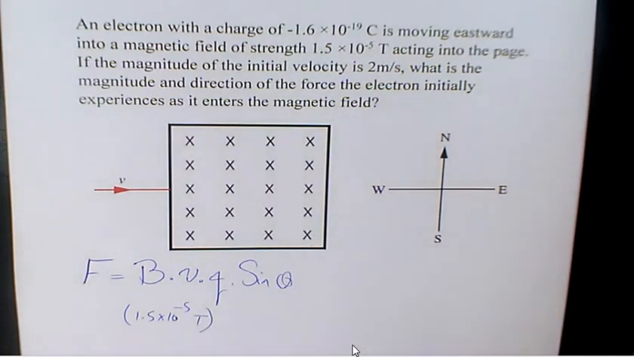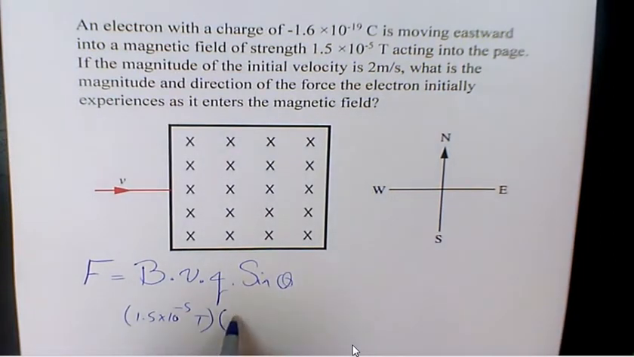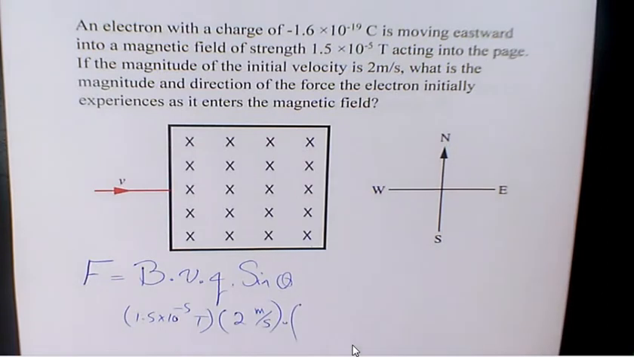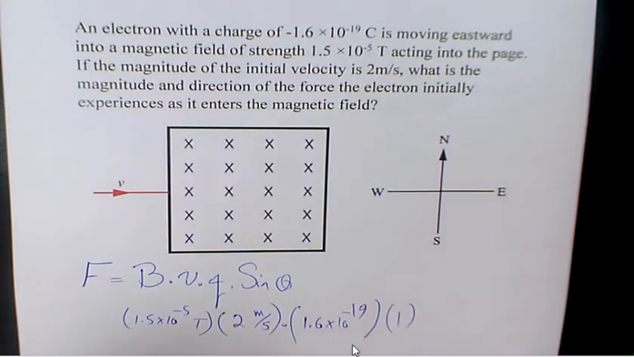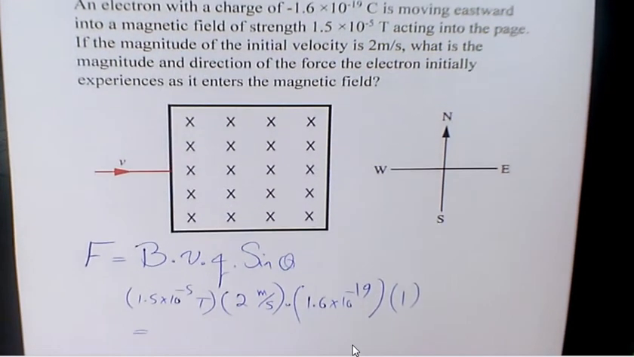V is velocity, which is given as 2 meters per second. Q is the charge of this electron, and it is 1.6 times 10 to the power of negative 19. And theta is the angle between the velocity direction and the magnetic field direction, which in this case are perpendicular. So theta is 90, and sine theta will be 1. That's how we calculate it.